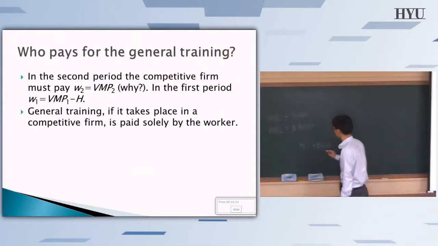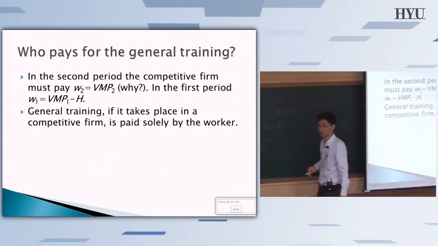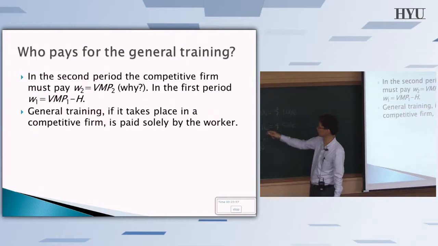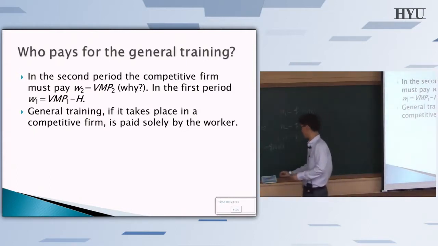So the logic here is that if it's true, then W1 must be how much? For general training, W1 must be $1,000. W2 must be $5,000. H is $1,000. So basically, they are equal.